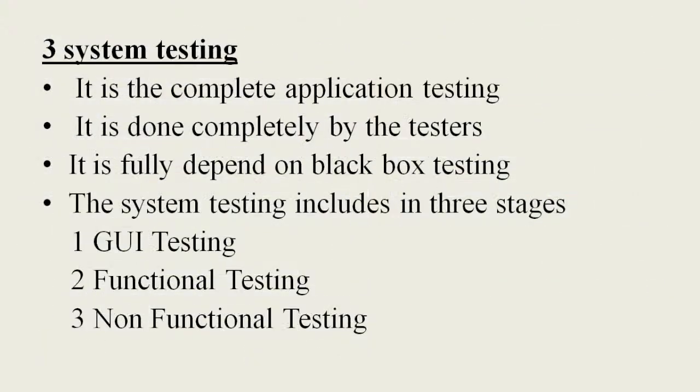So first level of testing will be the unit testing. It contains 4 stages. First stage will be the basic path testing, second one control structure testing, third one the loop coverages, and fourth one the mutation testing. And second level of testing will be the integration testing. Integration testing contains two categories. One will be the incremental integration testing and second one the non-incremental integration testing.